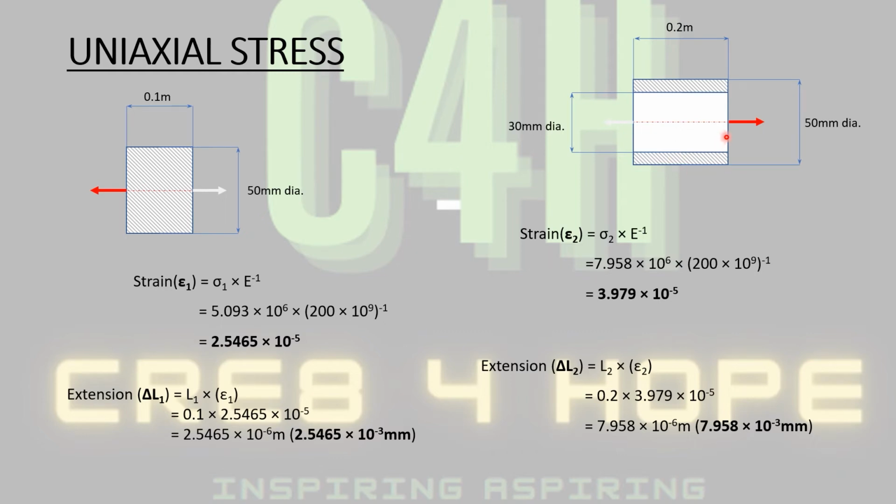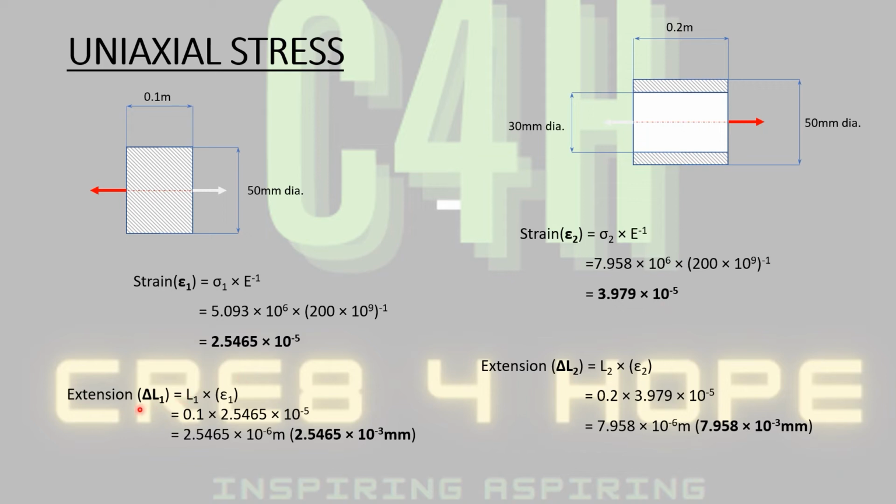We do likewise for section 2. The strain in section 2 is equal to the stress times the inverse of the Young's modulus. If the component is made of two different materials, then we use each provided or known Young's modulus. So this is equal to 7.958 as previously calculated, times 10 to the power 6, multiplied by the inverse of the Young's modulus, given as 200 times 10 to the power 9, and that gives a calculated strain of 3.979 times 10 to the power minus 6.